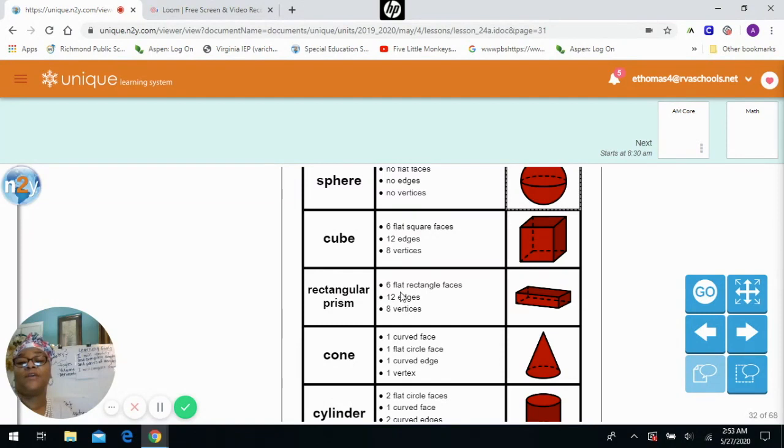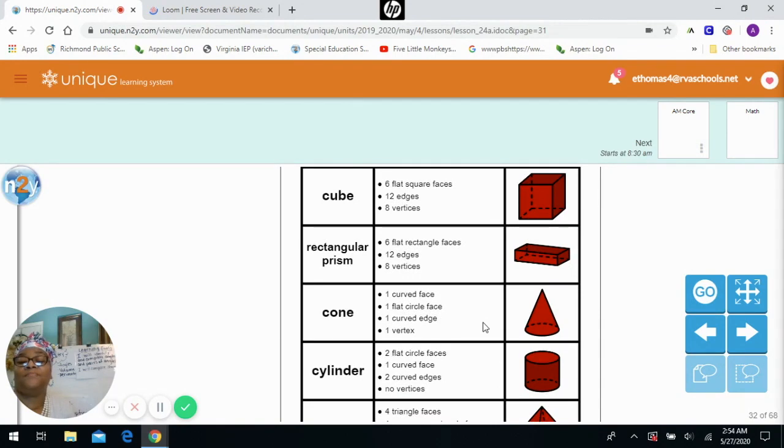Okay, a rectangular prism has 8 flat rectangle faces. I mean, everything is a rectangle all over here. And 12 edges. You have all of your edges. And 8 vertices. All of your vertices right here. One here, one here, one here, one here. Then one here, one here, one here, and one there.